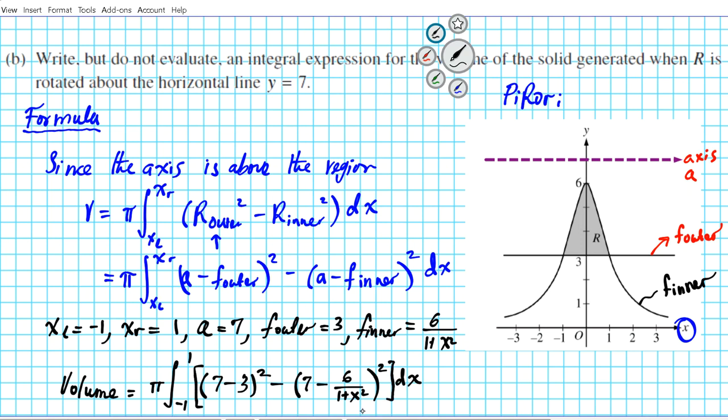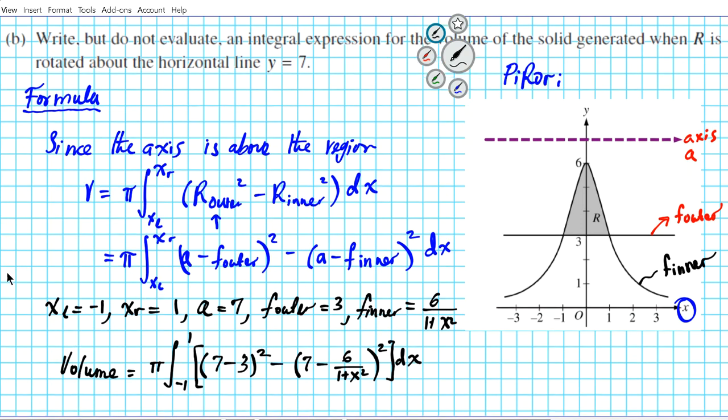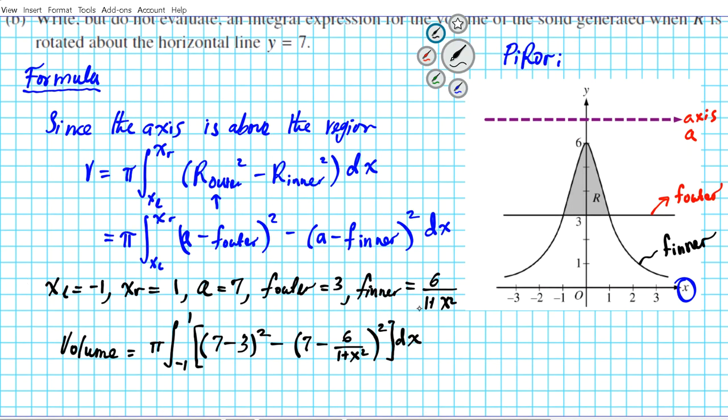Now, this problem is a 3-pointer. That's how it was scored on the AP exam. You get 2 points for getting the integrand correct. This portion right here is really hard to set up. It takes a lot of work, so you get nicely rewarded with 2 points. And then you get another point for the limits and the constant pi right here, which is very important. And then for this problem, you get a total of 3 points.